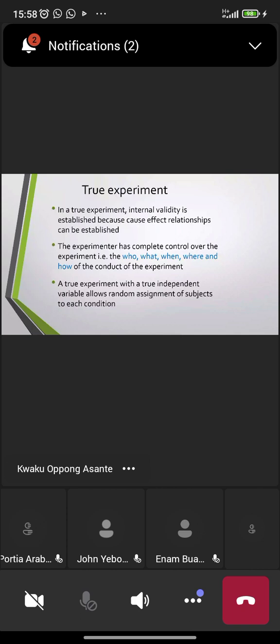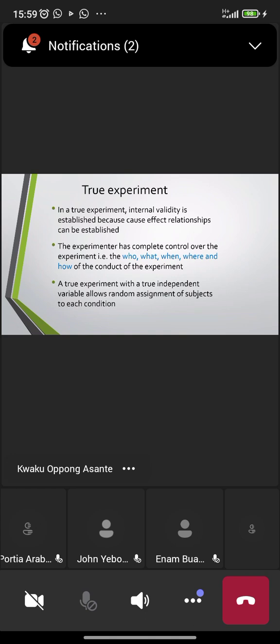So any experiment that we want to do, the one who wants to conduct the experiment will have control over who takes part in the experiment. How many people do I want? What do I want to do? When do I want to do it? Where will it take place? Will it take place in the laboratory or in the field? And how are you going to conduct it? Who will be selected? At what point in time? And all that. So these are key questions which every person who wants to do an experiment will think about.